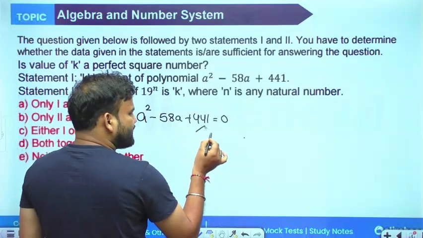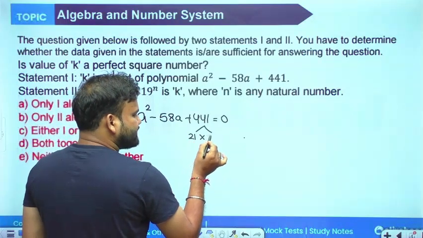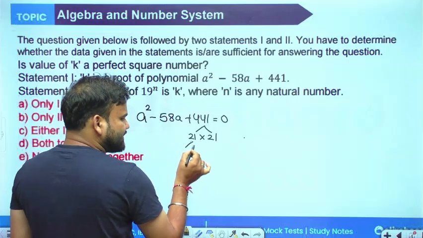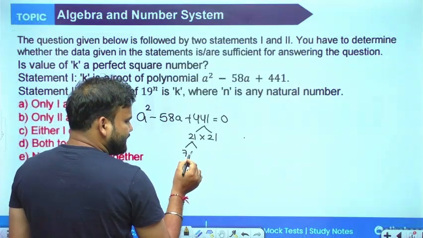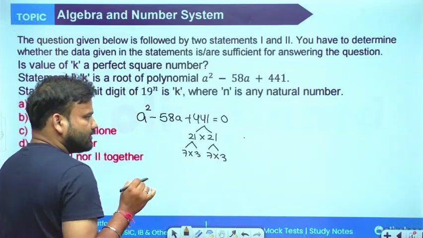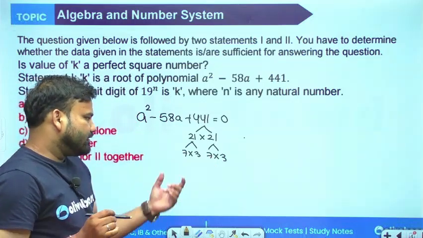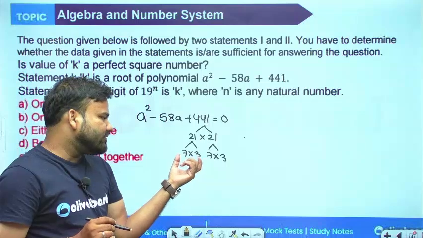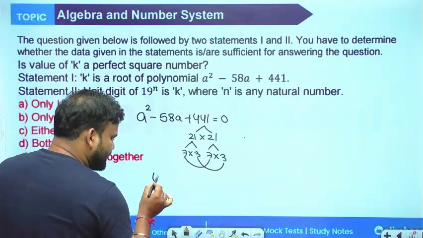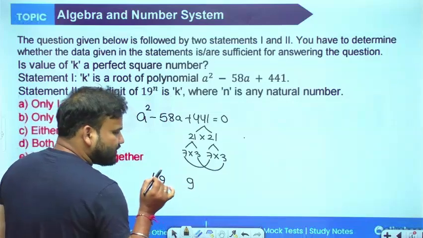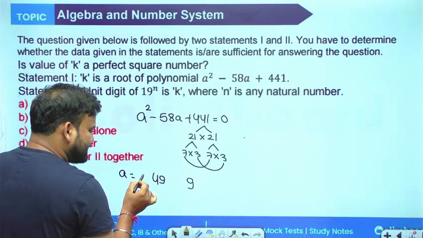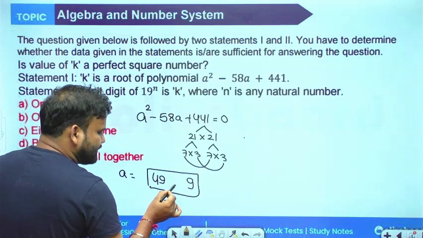441 can be written as 21 into 21, isn't it? 21 plus 21 is 42, which is not possible. So I'm taking 7 into 3, and further we can write 7 into 3 and 7 into 3. Now combine any numbers: 7 into 7 is 49 plus 9. So we can say 49 and 9 are the roots of the equation. Minus and plus both will be positive. So the value of a is 49 or 9, and these are the roots of the equation.